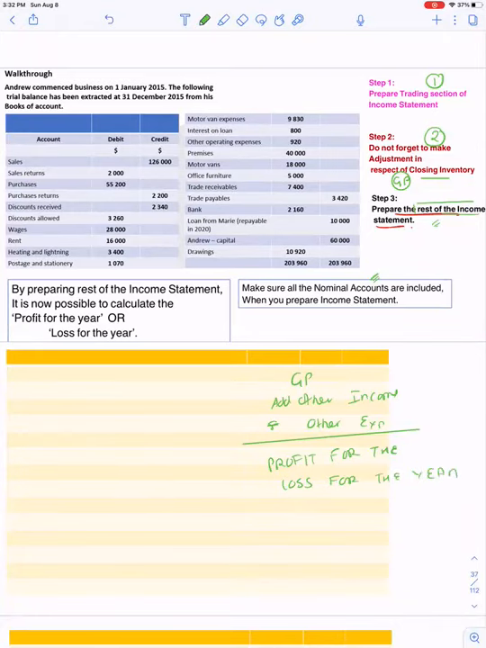This profit for the year or loss for the year figure that you arrive at is very important because it will be used again. It will be used again in the statement of financial position. I would want you to try this sum for yourself. And we would look at the answer of this sum in our next video, that is video number 3.